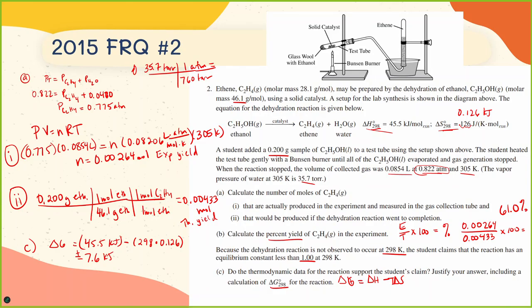And so when delta G is positive, K is less than 1. So I support the student's claim that the equilibrium constant is less than 1 because delta G is positive. And that's really all you need to say there for that one. Okay. Alrighty. Now moving on.